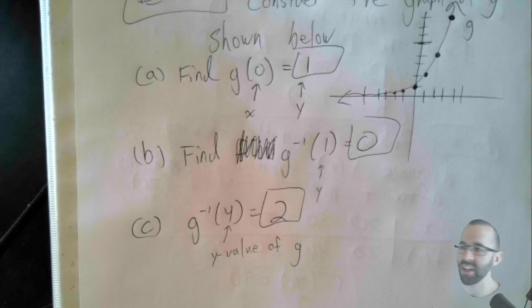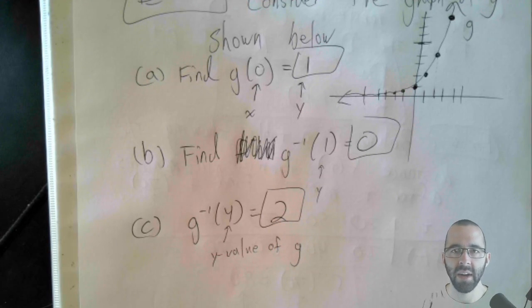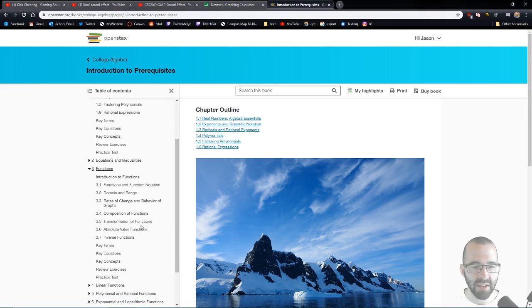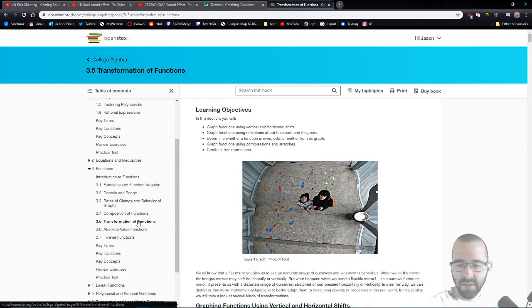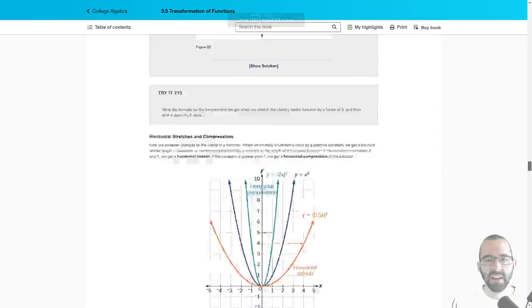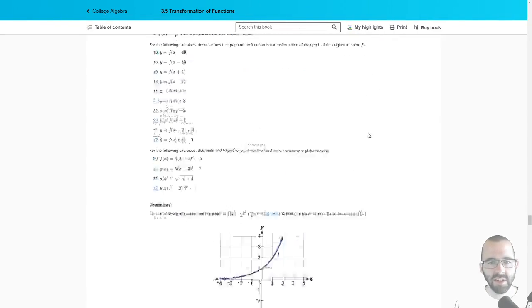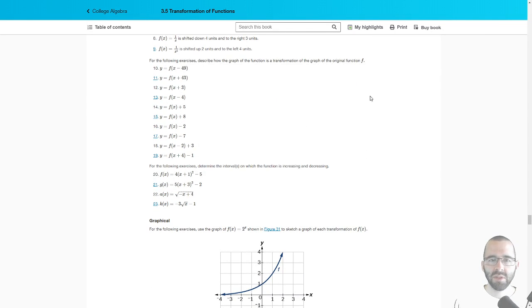Let's review real quick for the quiz today. Remember, your quiz problems are just taken from the book. Your quiz today is going to be on transformations of functions. So you can just go see what your quiz is going to look like. It's going to look like some problems from this section. All right, so let's look at the first group of problems.